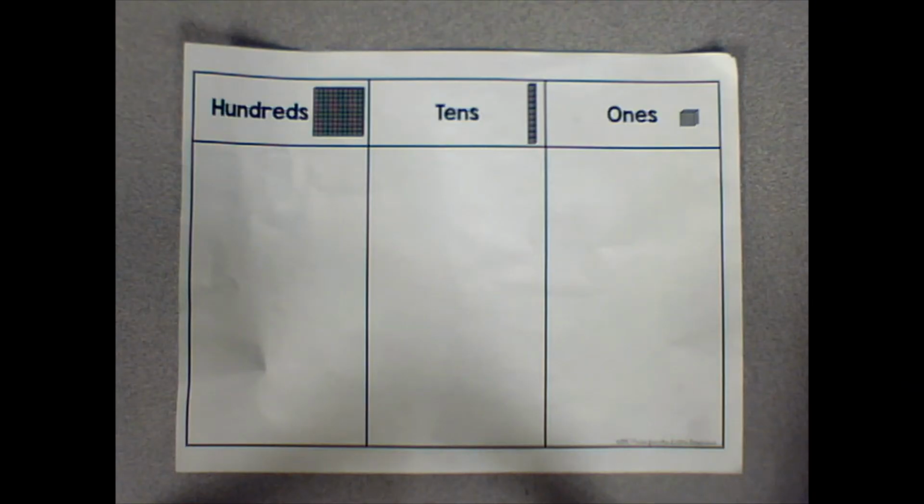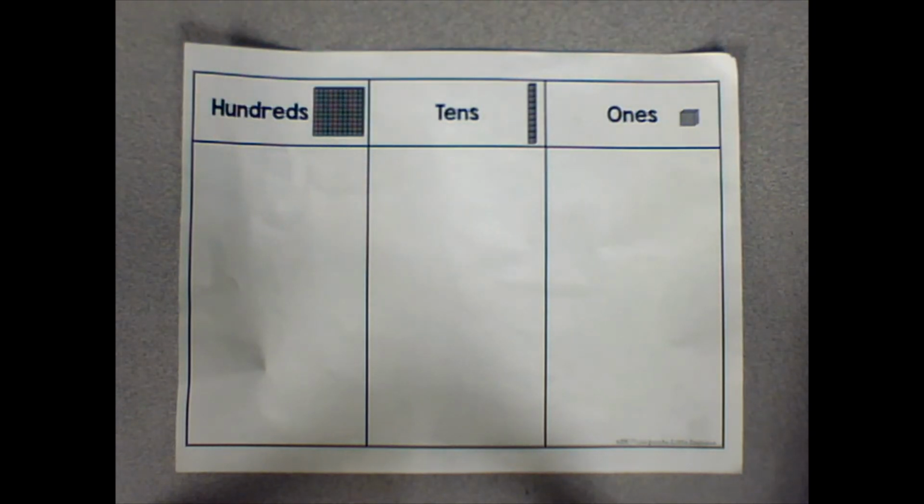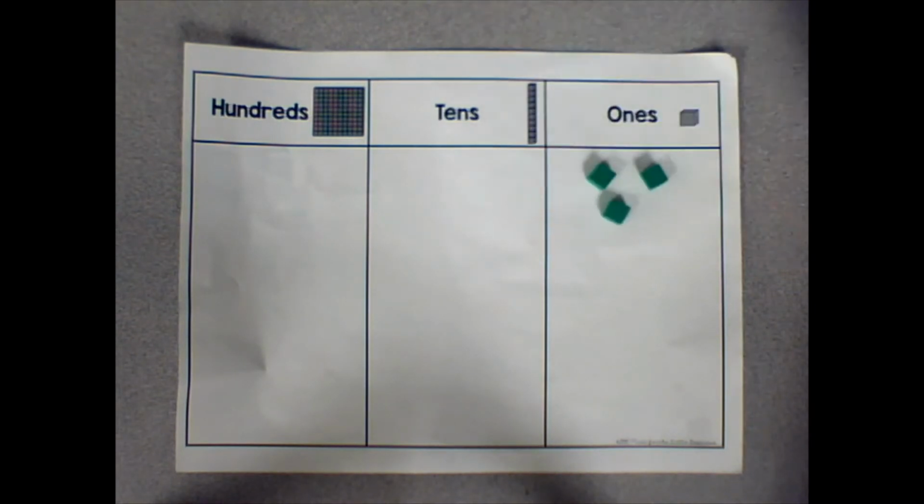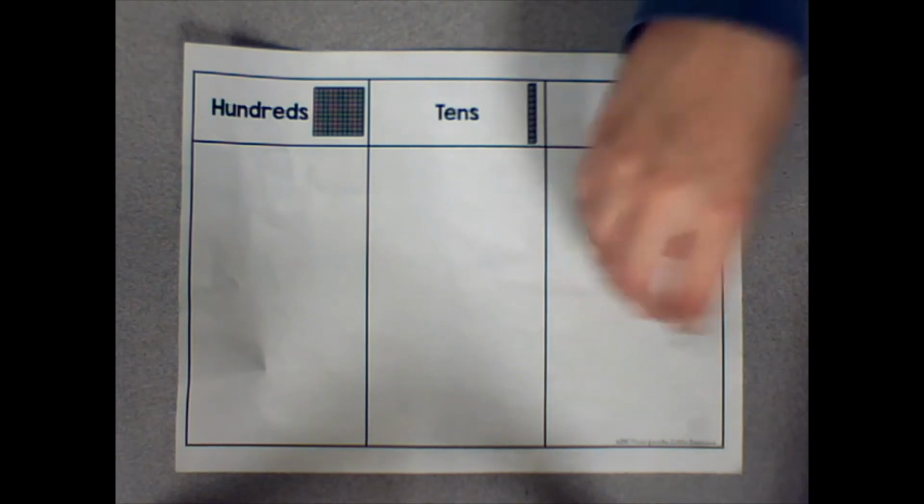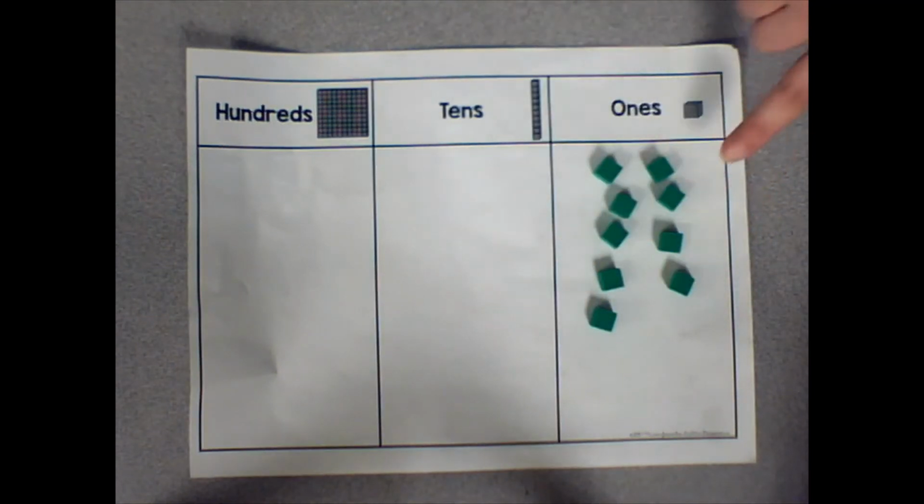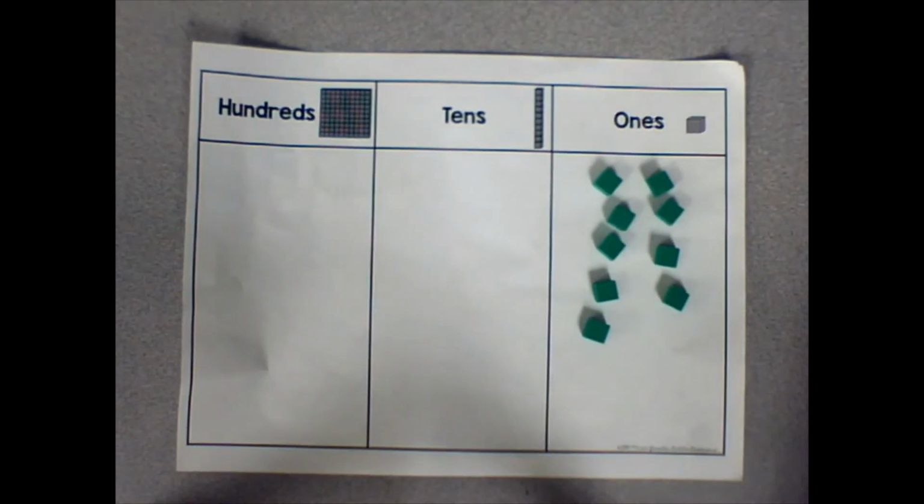All right, so let's look a little more closely at a place value chart. So we've been doing tens and ones with 2-digit numbers. So now we can do 3-digit numbers. So let's have a little bit of a review of place value first. So let's do my ones over here. And I'm going to put some ones in my ones place. So right now I have 9 ones.